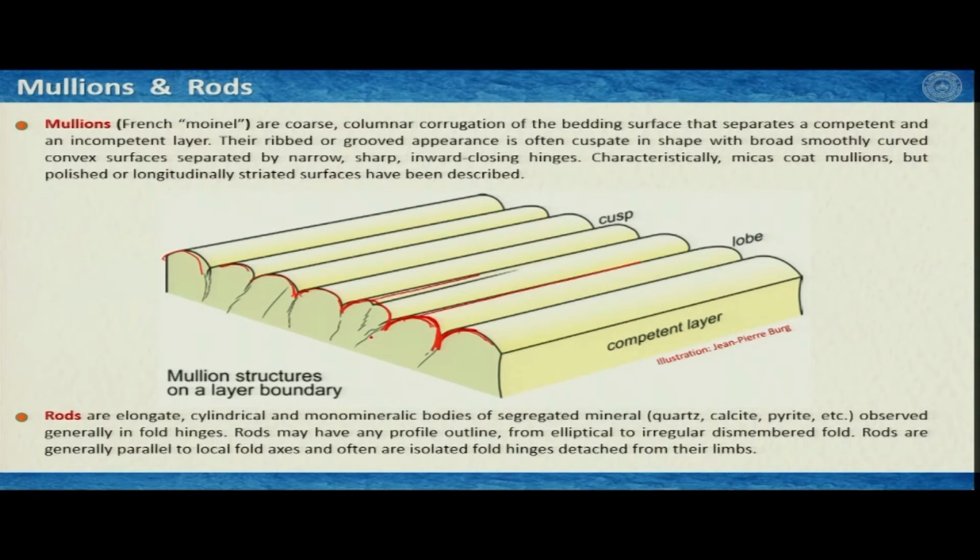So, these alternate round hinge and sharp hinge features produce in their third dimension a lineation, which is known as mullions. So, we have cusp here, this narrow hinge, and then you have lobe here, which is broad hinge. Now, rods, on the other hand, are elongate, cylindrical and monomineralic bodies of segregated minerals, mostly defined by quartz, calcite, pyrite and so on, these highly mobile minerals, or the minerals that can get highly dissolved, and these are generally observed in the hinges of the folds.